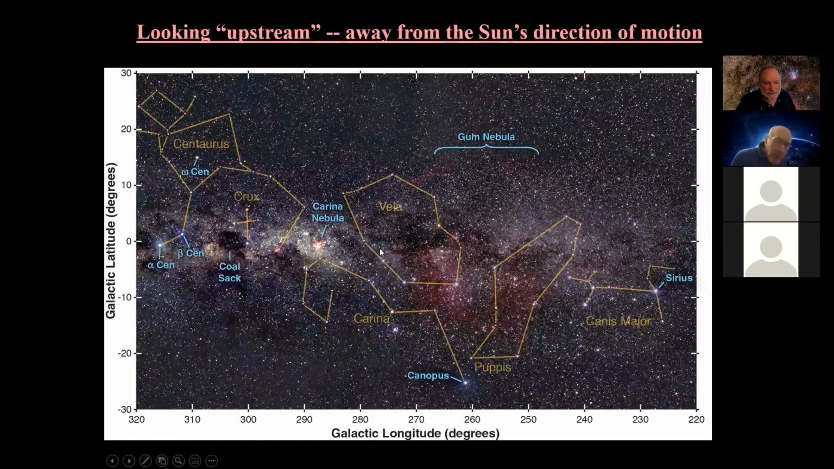The last place to look is looking upstream, away from the sun's direction of motion. And there's this big honking object. It's 60 degrees, I'm sorry, is it 30 degrees in size, I think? It's a big object, and it's called the Gum Nebula. And it's a hybrid of photoionized gas from newborn stars, plus the remains of supernova explosions. The most powerful star-forming region, and one of the most powerful in our galaxy, is the Carina Nebula. It's the equivalent of about 1,000 Orion Nebulae.